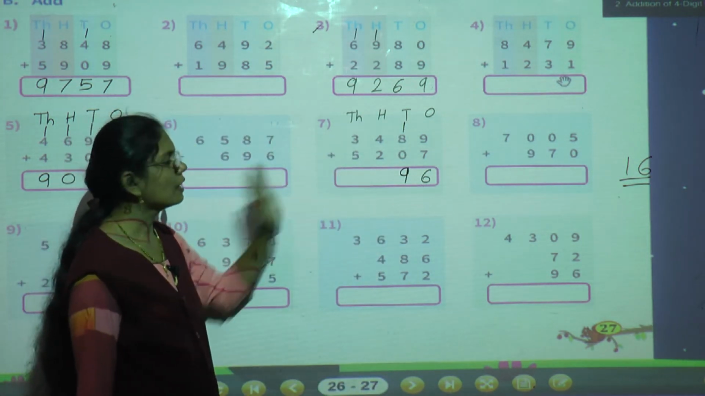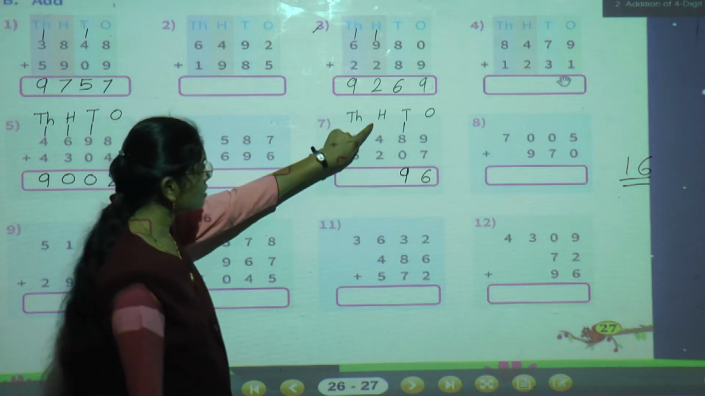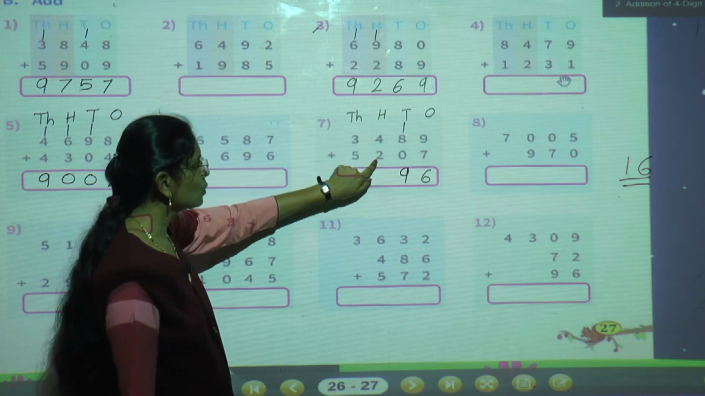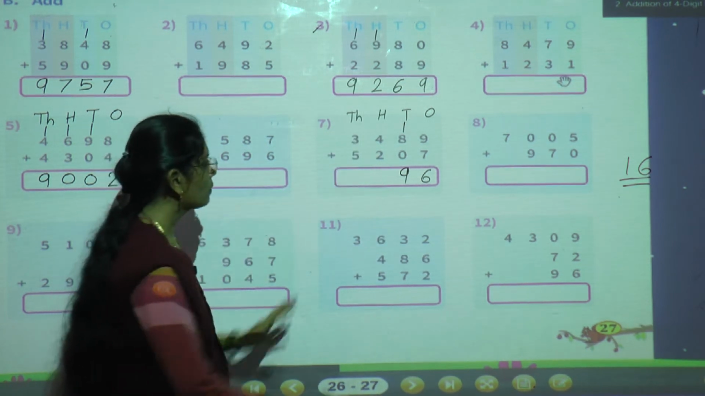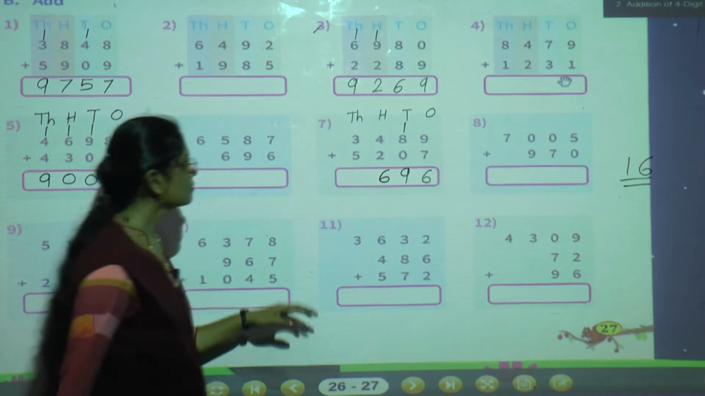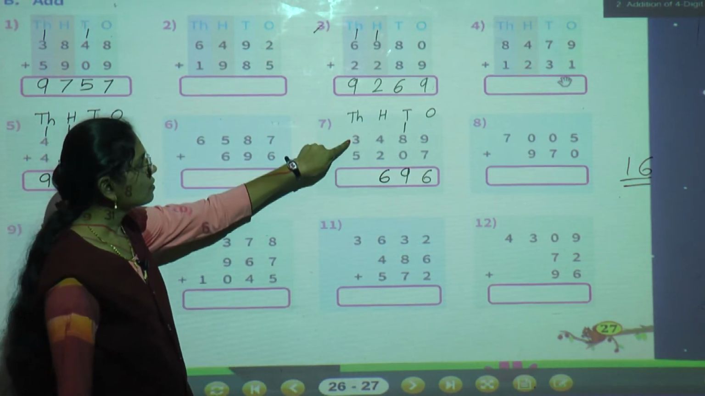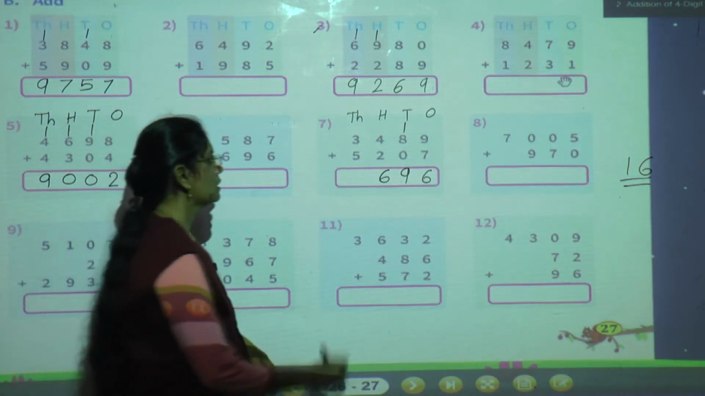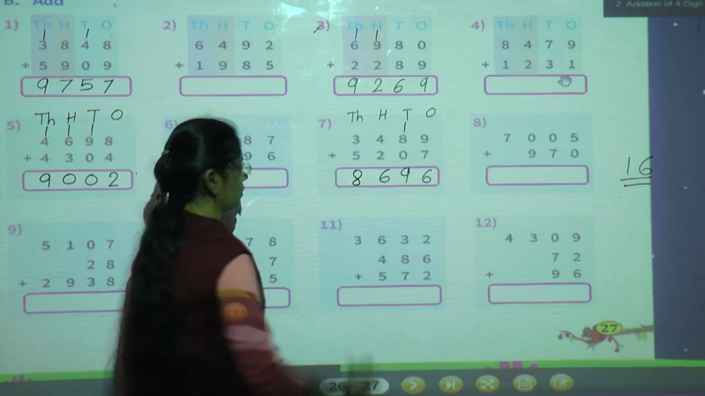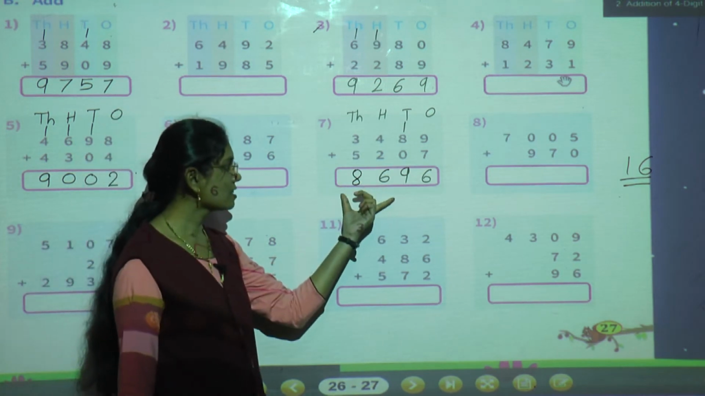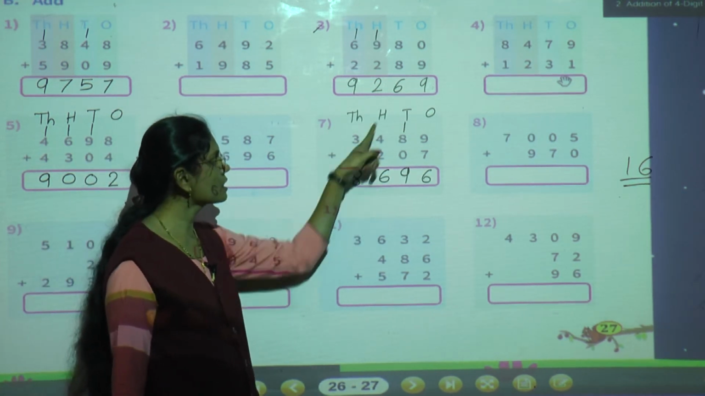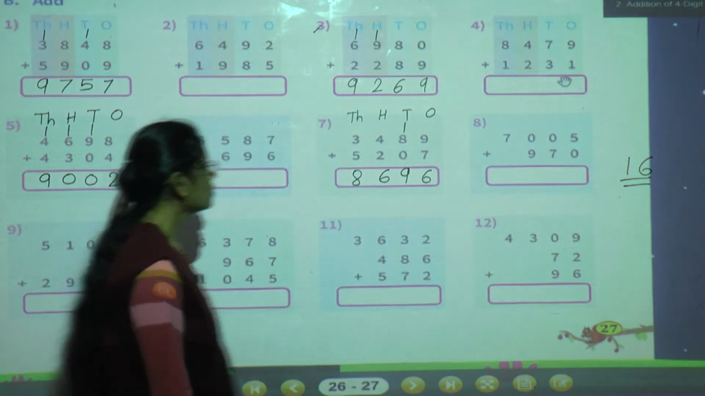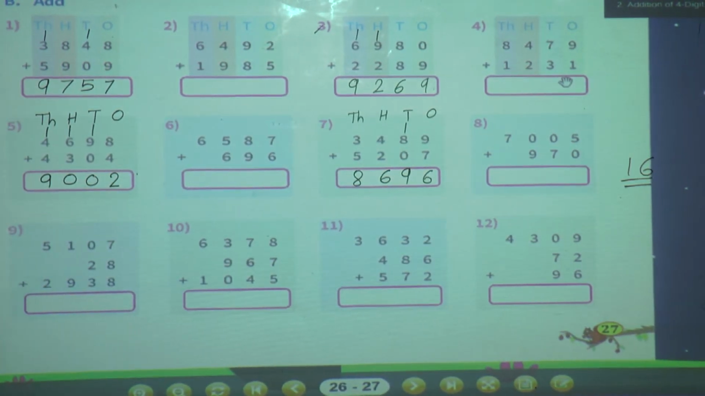Now we will move to the hundreds place digit. At hundreds place, here 4 is there and here 2 is there. 4 plus 2, 6. And thousands place, 3000 plus 5000. After 3, count your 5 fingers. Yes, 3 plus 5, 8. So what will be the answer? The answer is 8696.